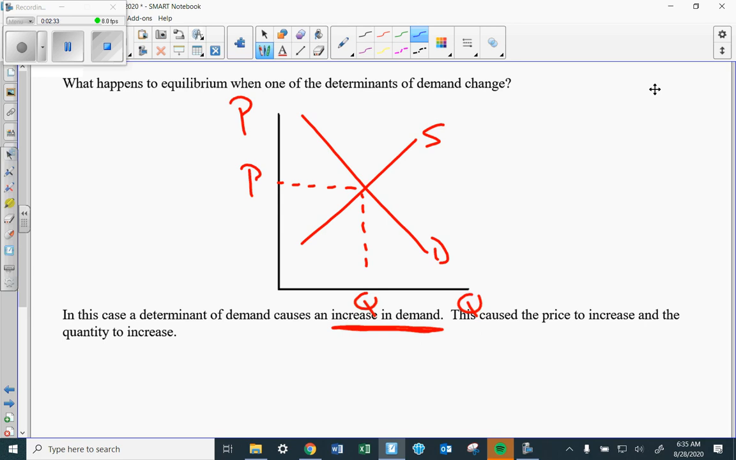So what's going to happen if we get an increase in demand? This could be because of tastes and preferences, consumer income, population, price of a substitute, all those determinants that you learned earlier. You get a change in demand. In this case, it's an increase in demand. And what happens is the price increases and the quantity increases. I left something out that I haven't taught you yet. I want to come back to this later on. But we now have a new equilibrium point.